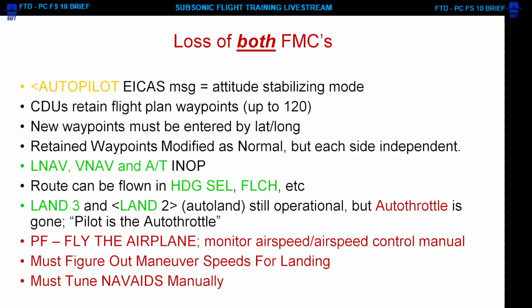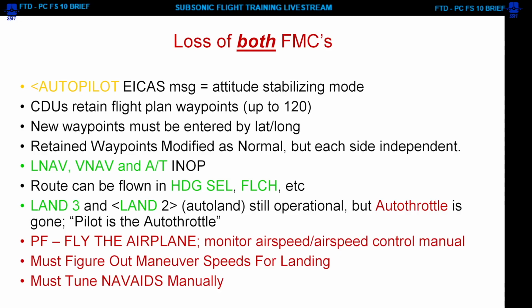And again, you'd have no LNAV, so you'd have to fly in heading select. Again, what's inoperative? LNAV, VNAV, and the auto throttle are inoperative. So the route can be flown in heading select and flight level change for the descent, for example. It would be fine, or any other pitch mode or roll mode.